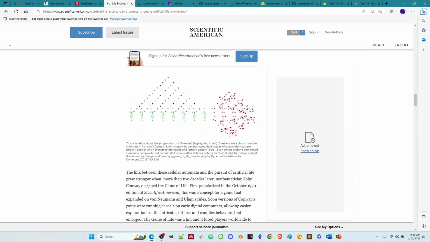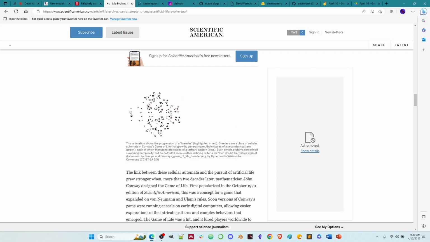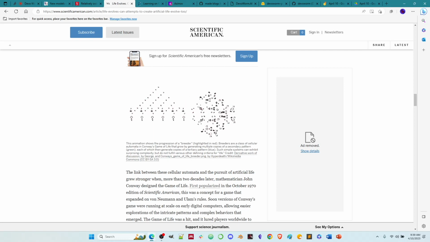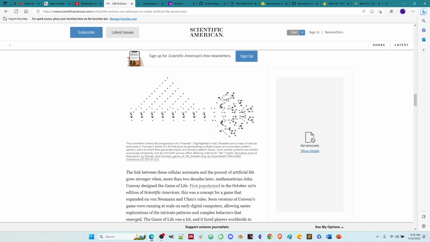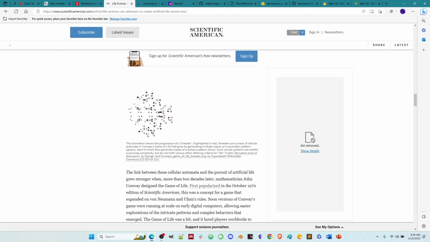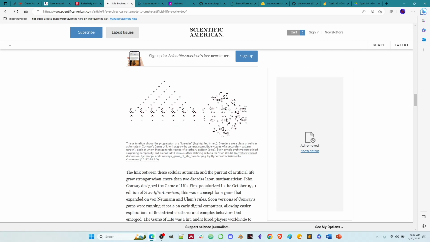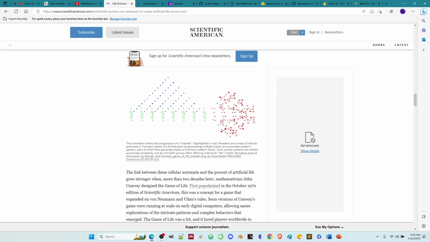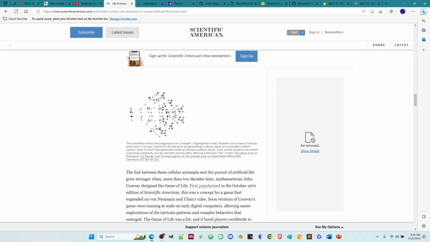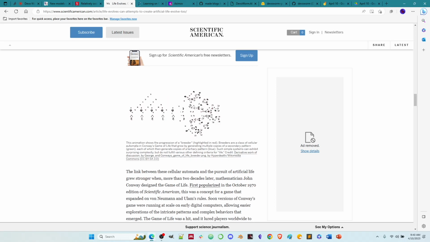So this is an animation of the progression of a breeder, which is highlighted in red. Breeders are a class of cellular automata, so this is on a cellular automata grid. This is where you get different behaviors from a single set of initial conditions. They evolve across this grid. A lot of Conway's Game of Life involves movement and evolving movement in different directions and different types of behaviors, and then characterizing the behaviors in some way.